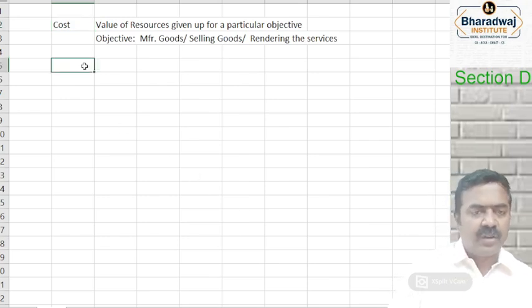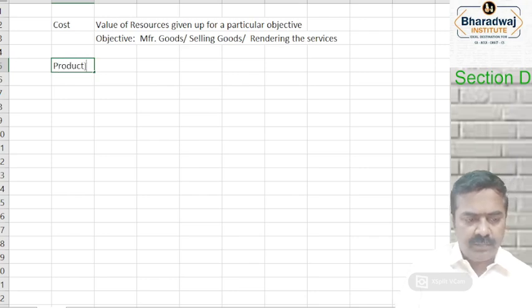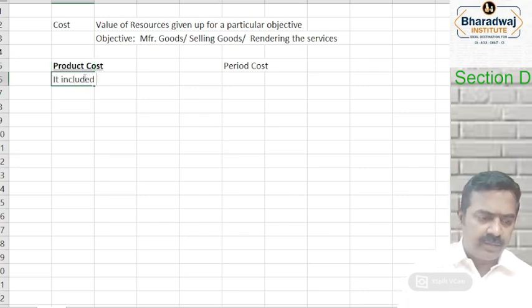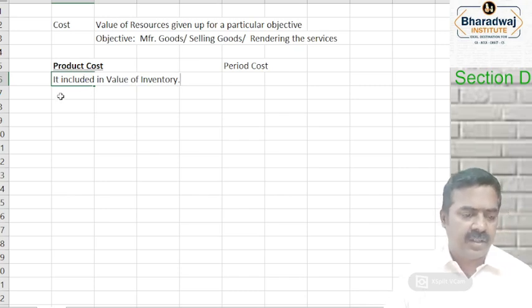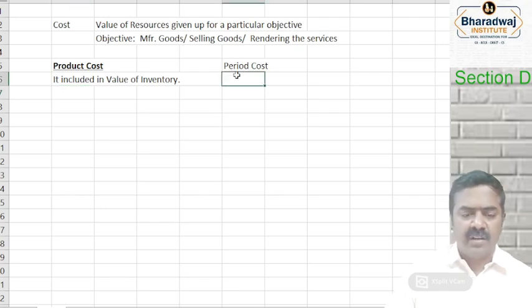last class. We classified the cost based on two aspects. One is called product cost, another one is called period cost. What is a product cost? Simple. It is included in the value of inventory. It is valued in the cost of the product, or you can say it is included in the value of inventory. Period costs are taken as expense in the P&L account.